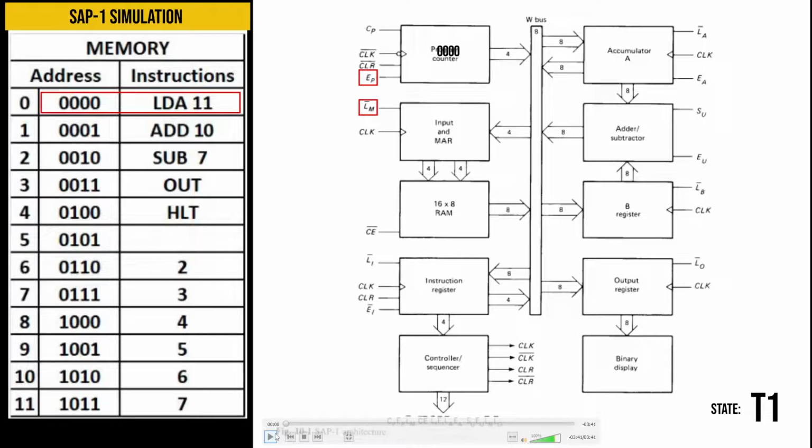Hi guys, so here we have the SAP-1 simulation. Here we have the address 00 for instruction load 11. The active pins for this will be the EP and LM. EP meaning enable program counter, and then LM load memory address register.